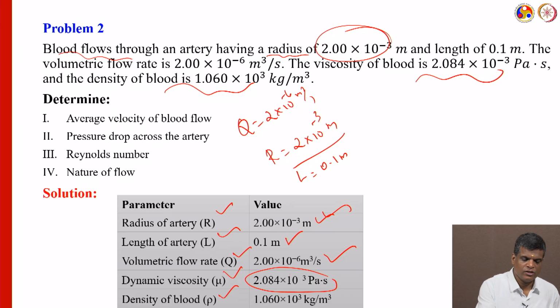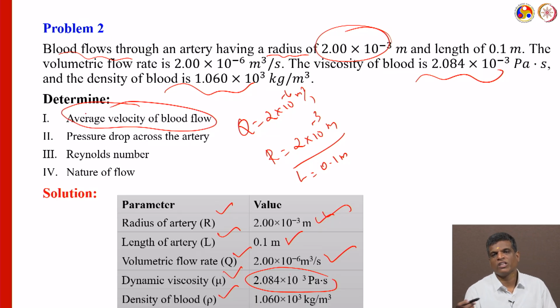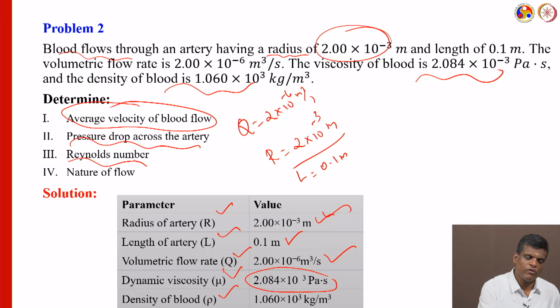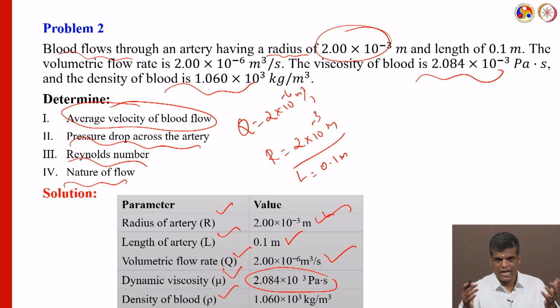But what are they asking here? They are asking first the average velocity of blood flow. Because we know the volumetric flow rate, we can calculate velocity very easily. Then the pressure drop across the artery. Then the Reynolds number, whether it is a laminar flow or turbulent flow, so we can identify the nature of flow.